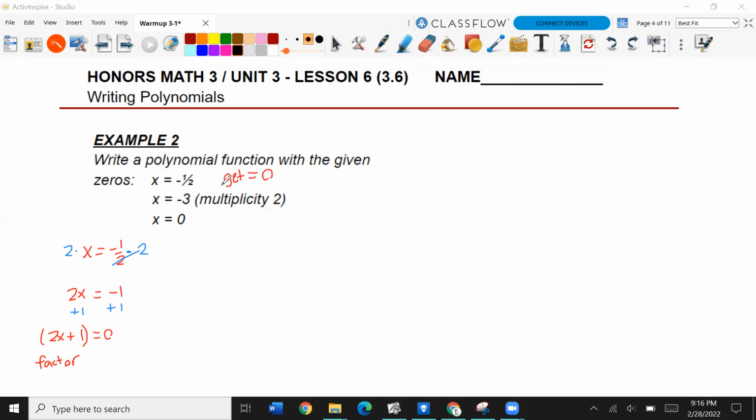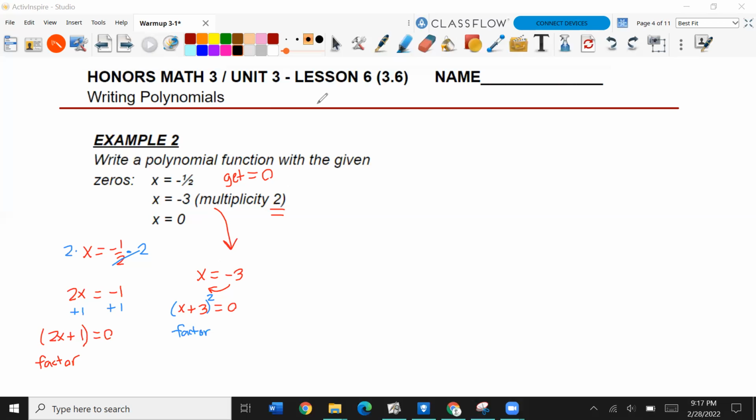Now let's look at the other ones. This is x equals -3 with a multiplicity of 2. So x equals -3. Well, I'm going to have to move that over and make it positive. So it's going to be x plus 3 equals 0. But it's got a multiplicity of 2. So we want to actually make sure we square that when we're building that polynomial function. There's going to be a square there. And again, that's my factor, x plus 3 squared.